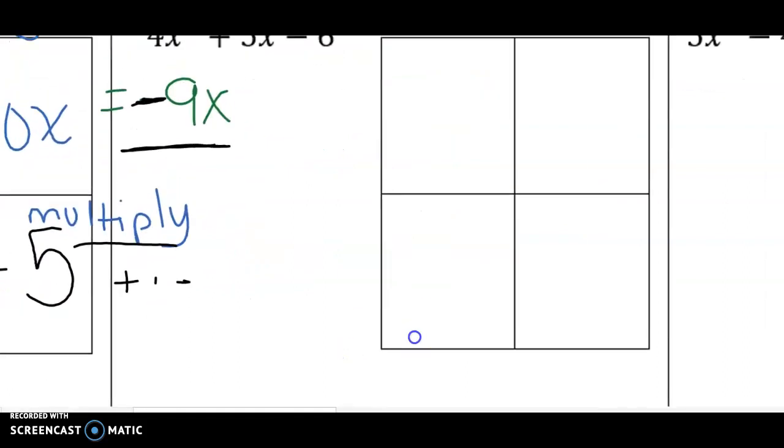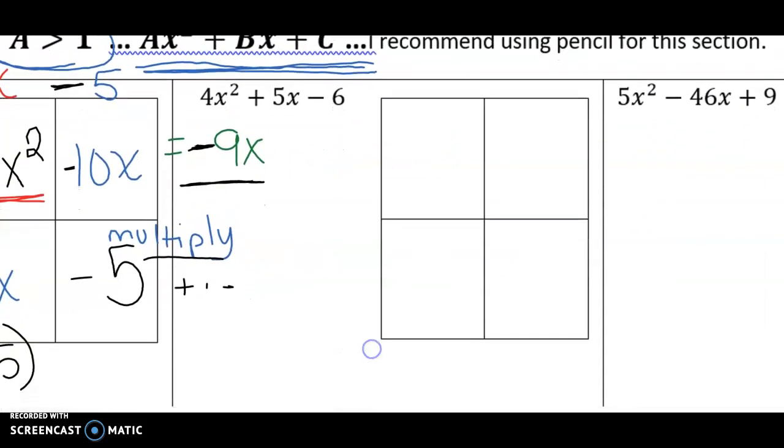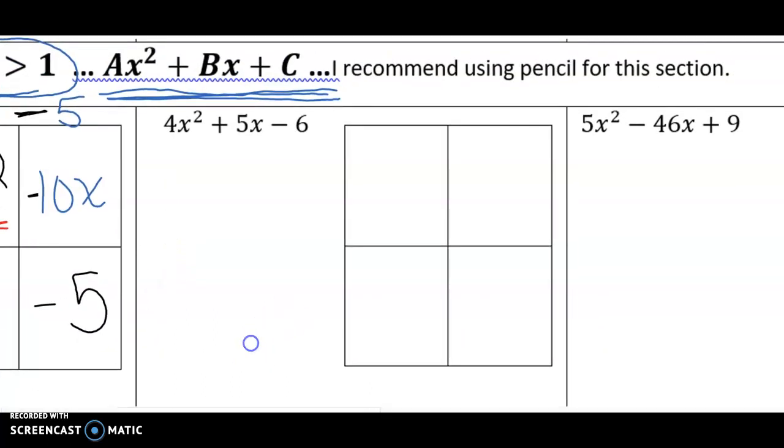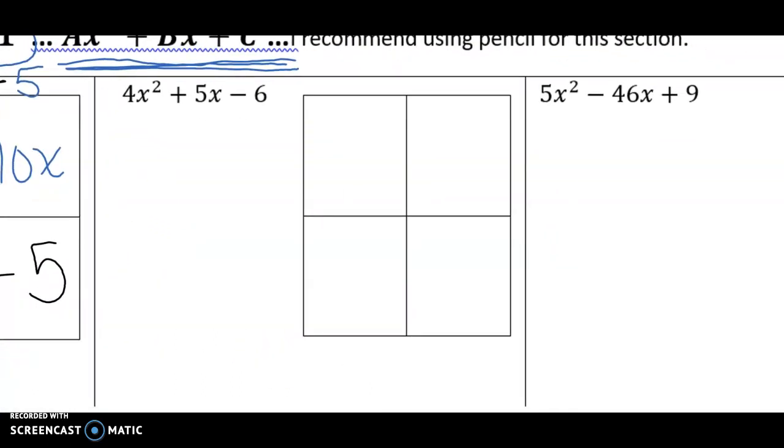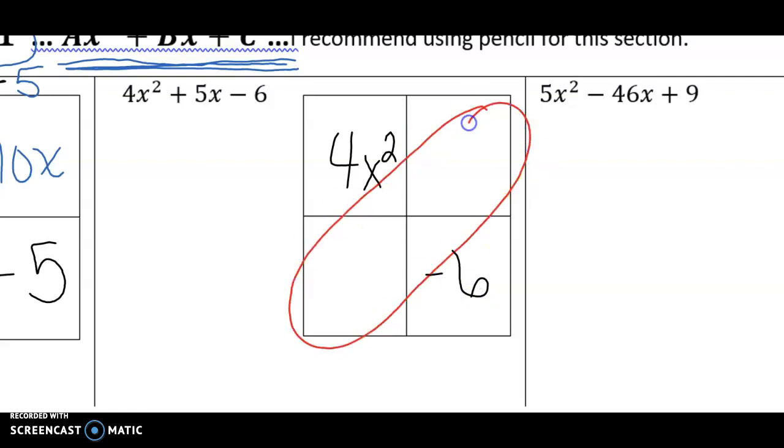Let's try 4x squared plus 5x minus 6. This one is a little bit harder because it has a 4x squared. And I'm going to show you what I mean in just a second. We have 4x squared in this box, negative 6 in this box, and then whatever goes in the middle boxes has to give us that middle term, which is positive 5x. Okay? This one's a little bit more tricky because of the 4.